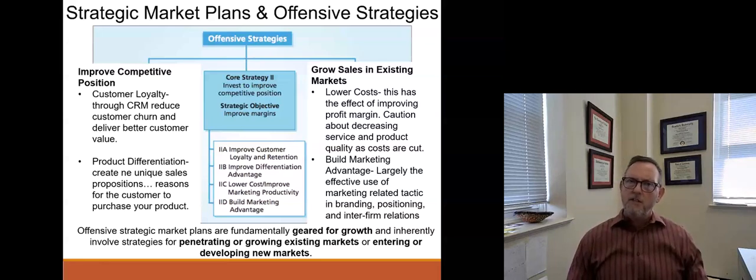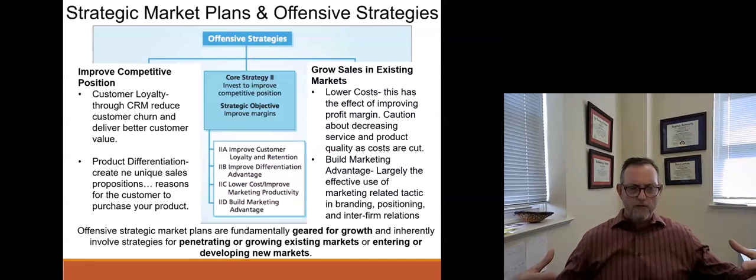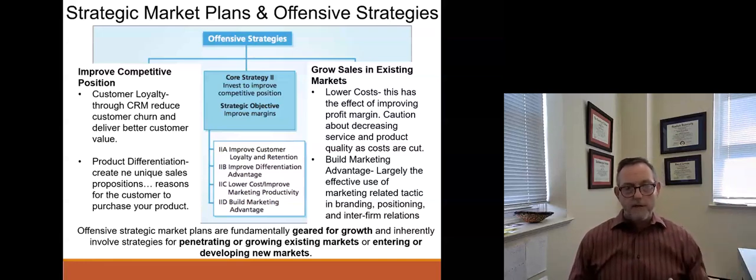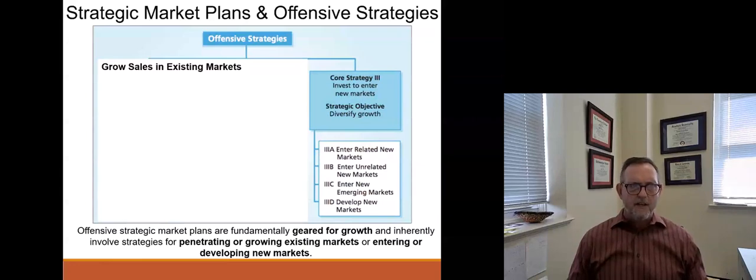And then also simply doing marketing better. Doing the marketing tasks that we do, branding better, positioning better, relating to our customers better, relating to our other fellow partners in our value chain and our channels to the customer. So distributors, retailers, suppliers upstream, all of those relationships that we have outside the firm with other companies can be bolstered, and then again that improves our competitive position. Okay, so lots of things we can do from an offensive perspective.